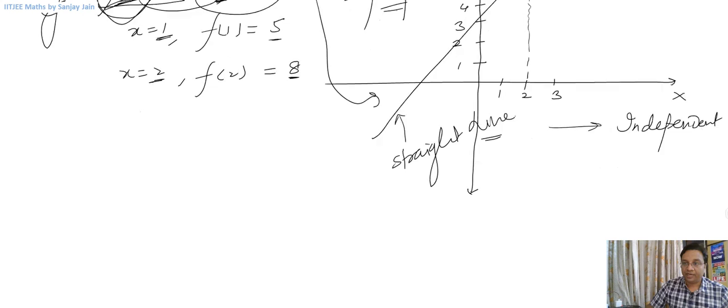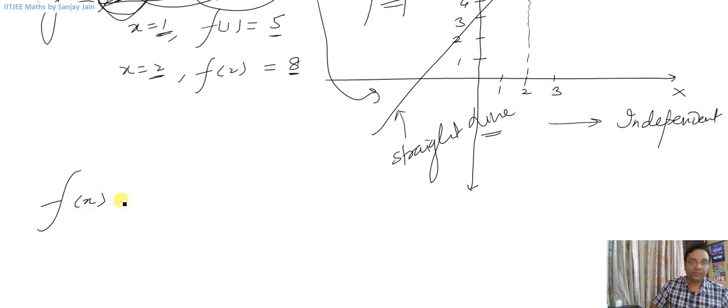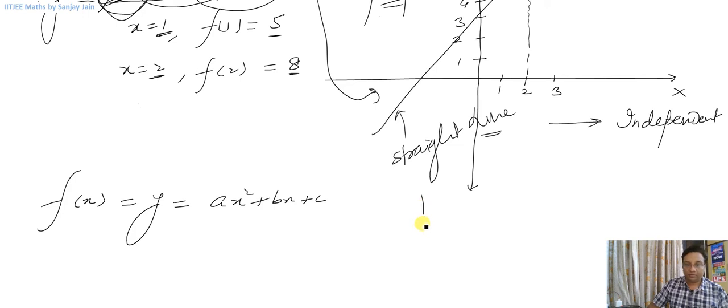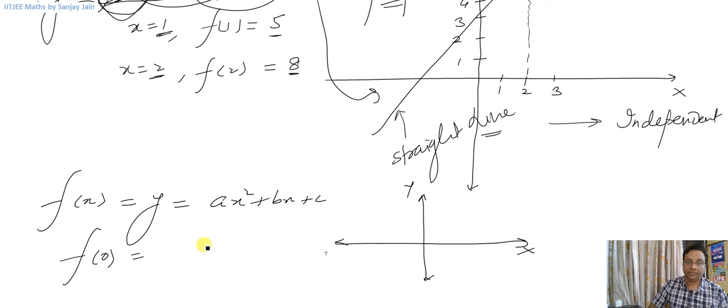Okay, now if I have to draw, let us say, f of x, or you can say y equals ax square plus bx plus c. Let us say this is the x-axis, this is the y-axis. If I have to find f of 0, what will it be? x can be replaced with 0, so it will be equal to c. f of 1 is a plus b plus c. So when x is 0, y is c, and when x is 1, y is a plus b plus c. Let us say the graph is something like this.